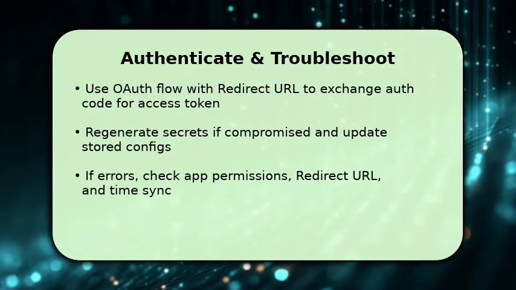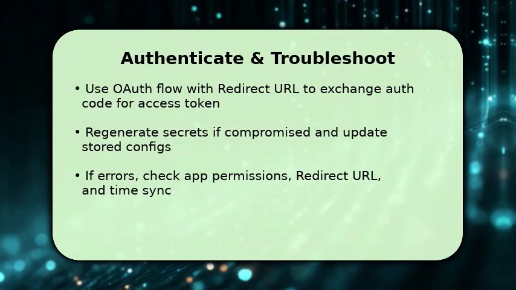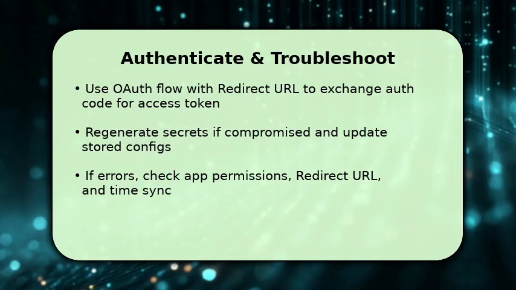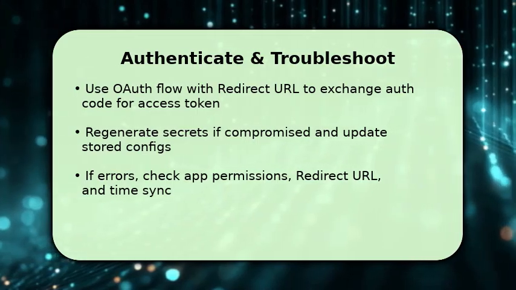Direct the user to the Upstox auth URL, receive the auth code at your redirect URL, then exchange that code for an access token using your API key and secret. Once done, store the access token securely and refresh when needed.